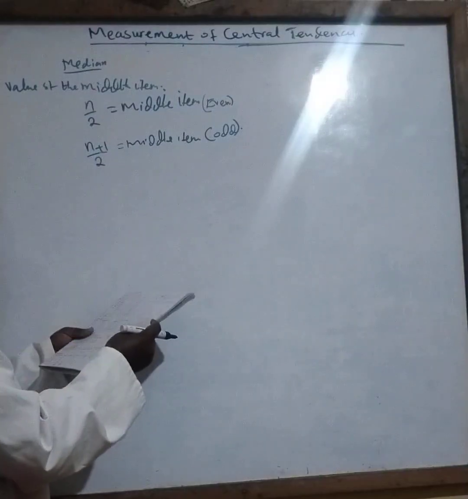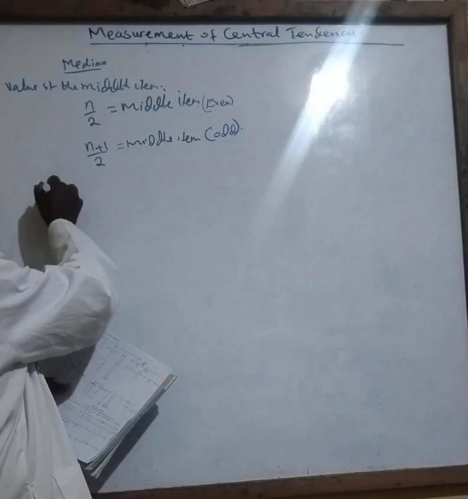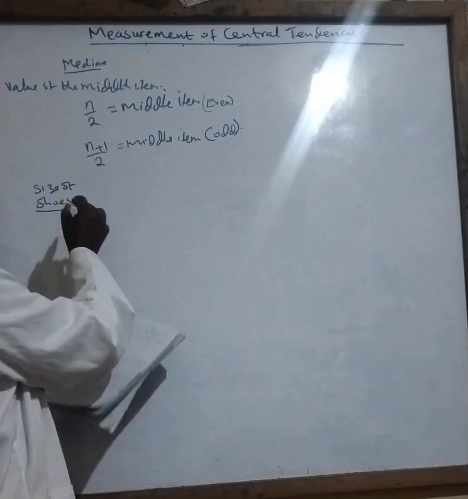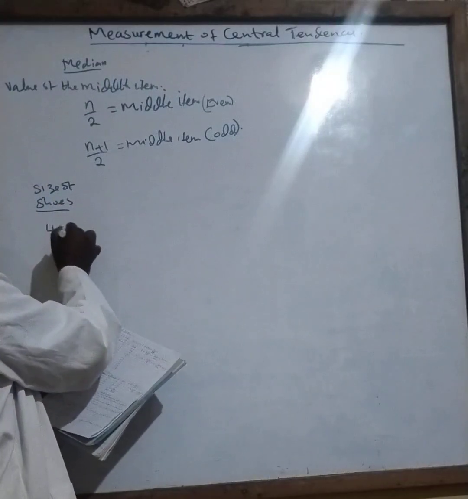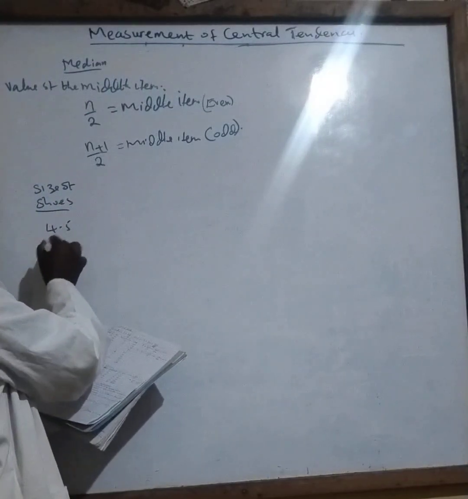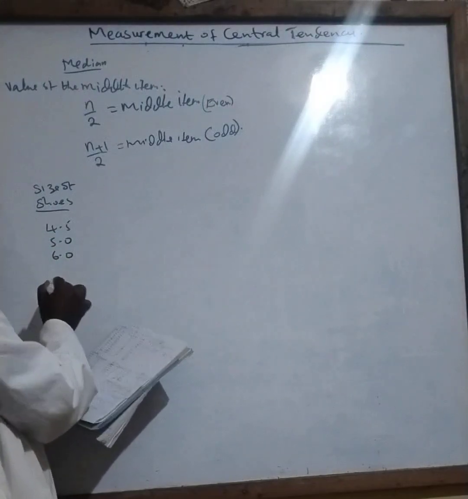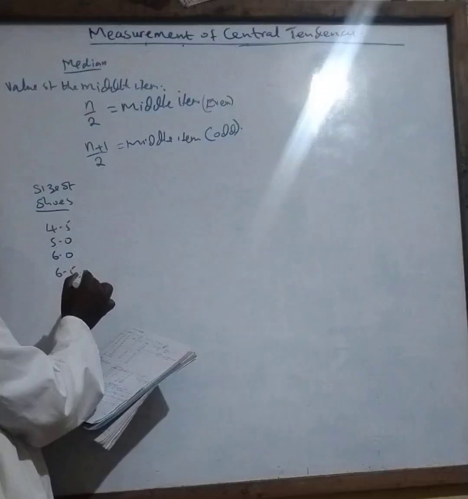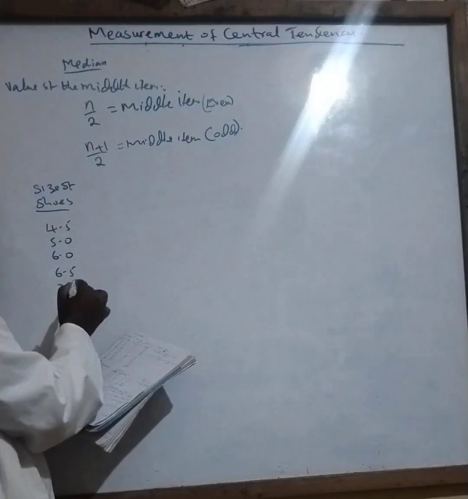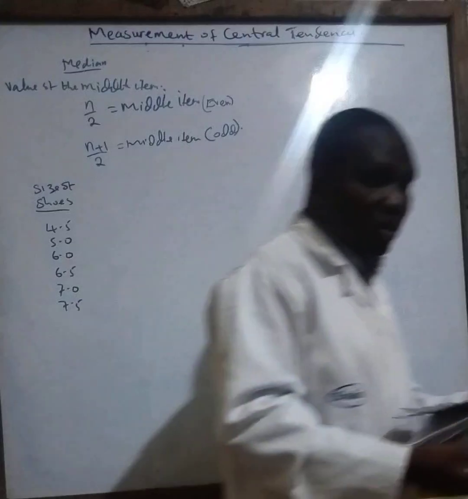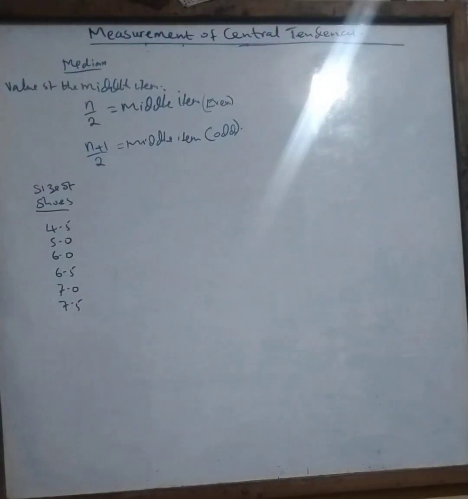So we have a question like this. We have the size here, size of shoes. The sizes of shoes given there are 5.5, 5.0, 6.0, 6.5, 7.5, and 7.5. Those are the sizes of shoes that we have been told to work out.